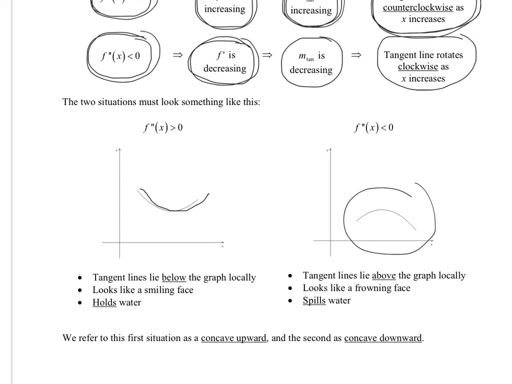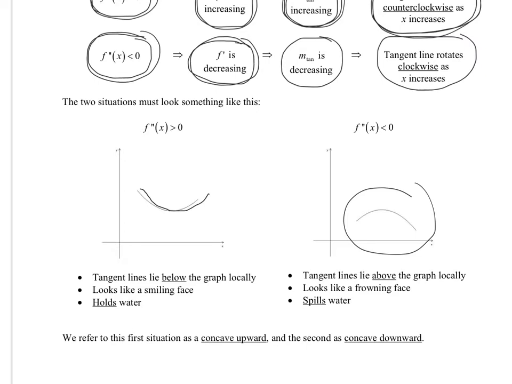More of a layman's way of thinking about this, in non-mathematical language: the figure on the left looks like a smiling face, and the figure on the right looks like a frowning face. That might seem like kind of a silly description, but it is actually quite valid, and perhaps the easiest way to remember what's going on here. So wherever f double prime of x is positive, we expect the curve to look like a smiling face, and wherever f double prime is negative, we expect it to look like a frowning face.